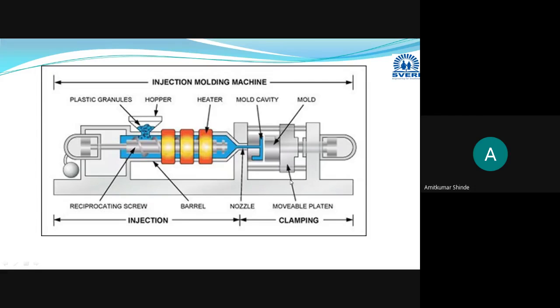And the final stage is nothing but ejection. Okay, now ejection will be there. Whichever this colored part is, this is the mold cavity. Now this is the movable part. You have to remove this movable part. Now whichever component is manufactured from this mold cavity, it is ejected.